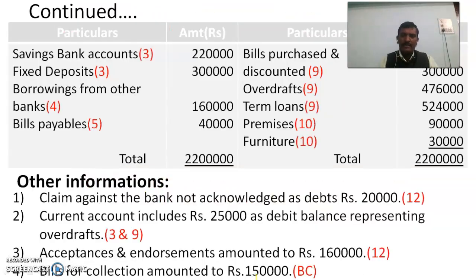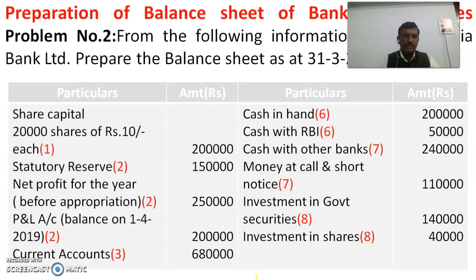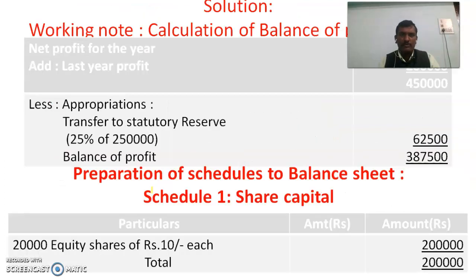Usually in the information they are given, one important thing I told you while making bifurcation: the net profit for the year is given. This is an item of reserve and surplus that is to be taken to schedule number 2. But this is not to be directly taken because it was given as before appropriation. If it is before appropriation, we have to make appropriation, then the remaining balance is to be taken to schedule number 2. For this purpose, first of all, we have to make a working note.